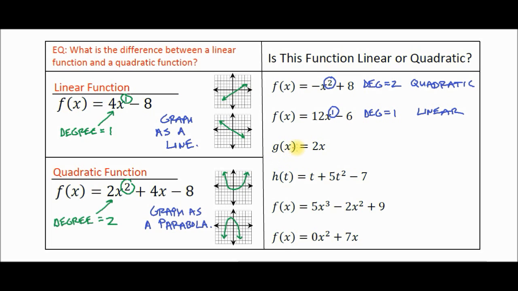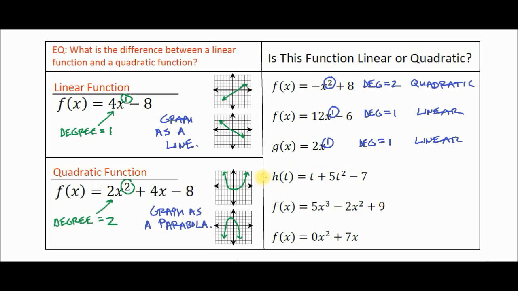Next one, g of x is equal to 2x. Notice I don't have to have anything else with it. Just check your input variable. What is the largest exponent in this equation? It is still 1, and that means this function is a degree equal to 1, and this one is linear.